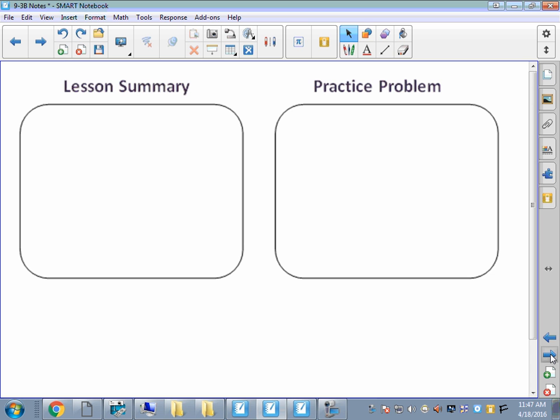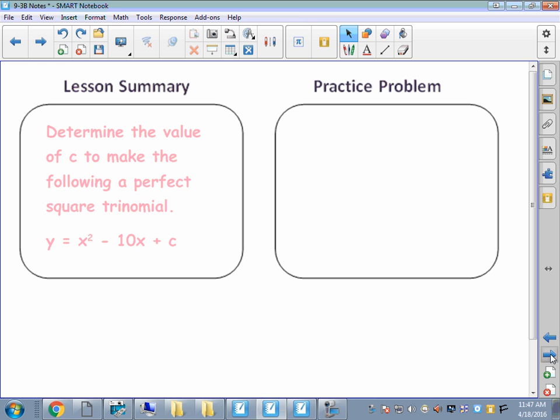All right. So as a lesson summary, I'd like you to figure out the c value. Just do that b divided by 2 squared. Tell me what would make that a perfect square trinomial. You don't have to do anything else with it. And then the practice problem, I want you to actually put that in vertex form. Go through all the steps, show all the work, and put it in vertex form. Good luck.